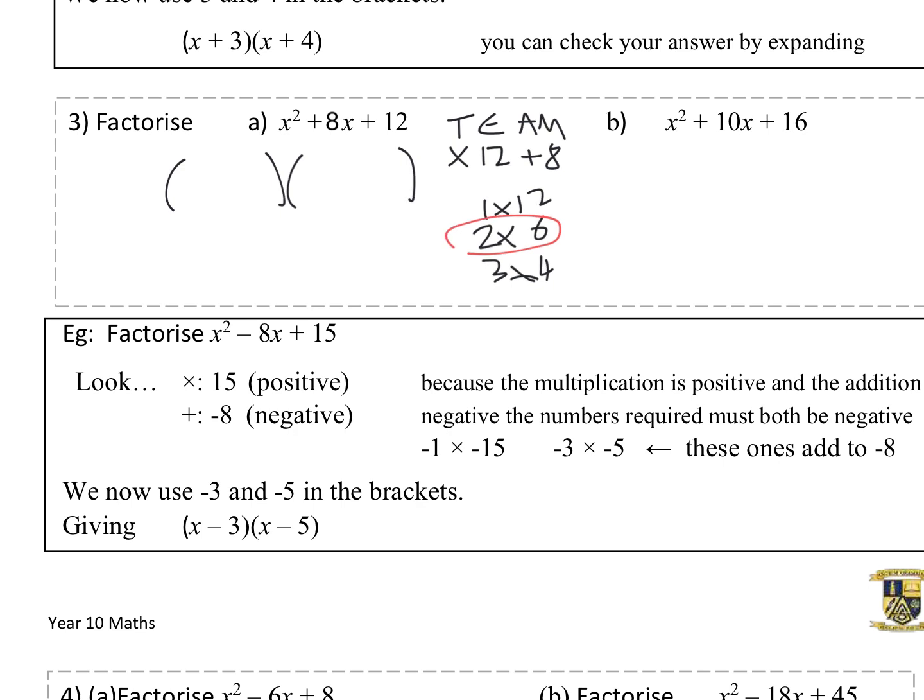So, if we go to our brackets, remember the first two terms in each bracket must be x and x to give you x squared. And the other two terms are the two you found out from TEAM, 2 and 6.